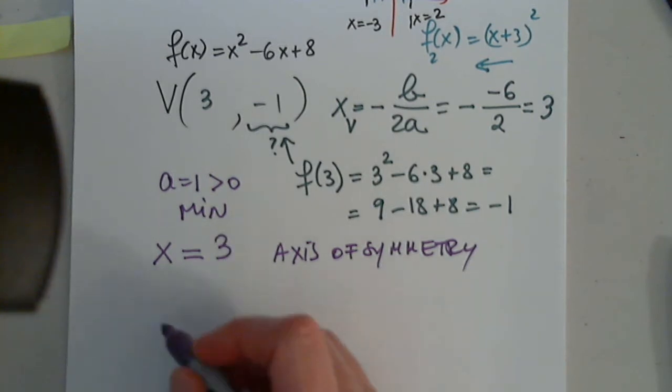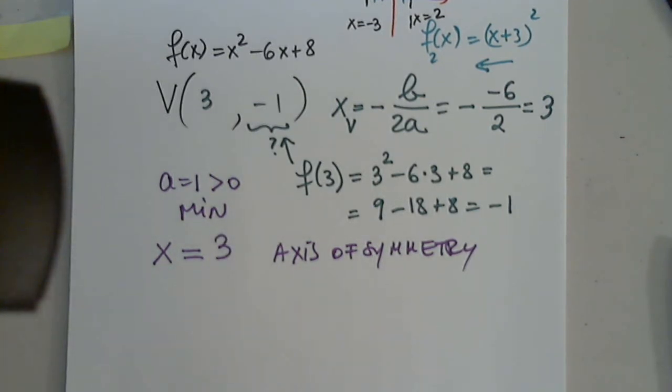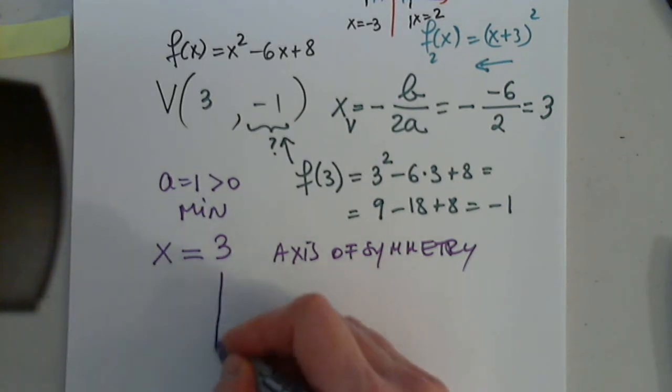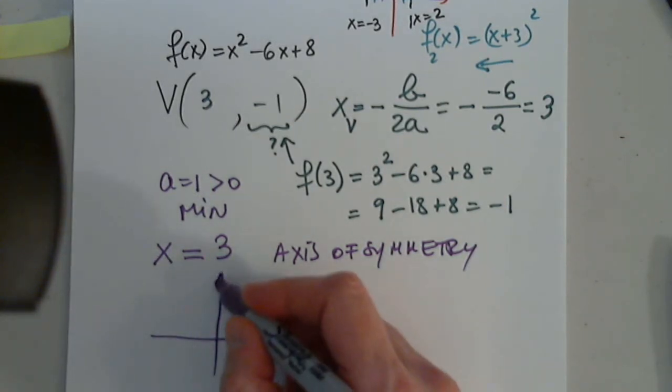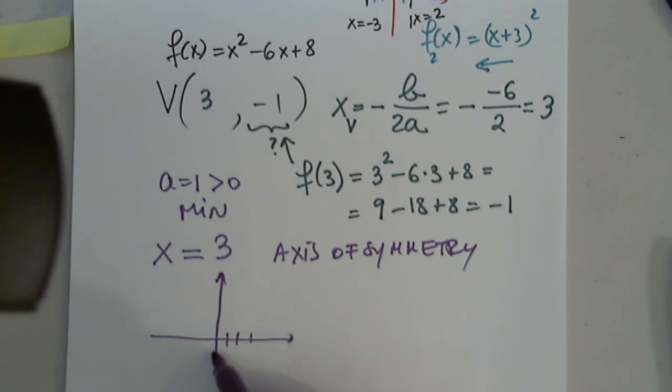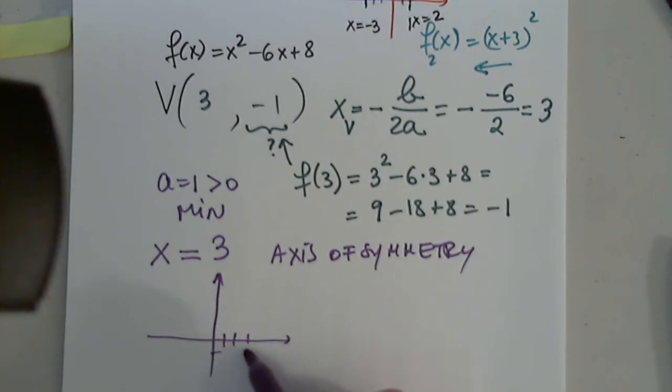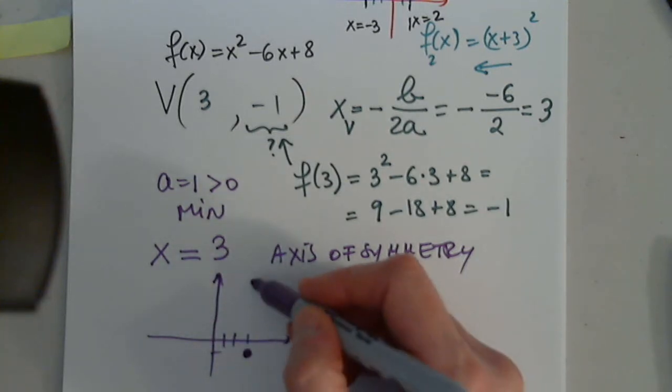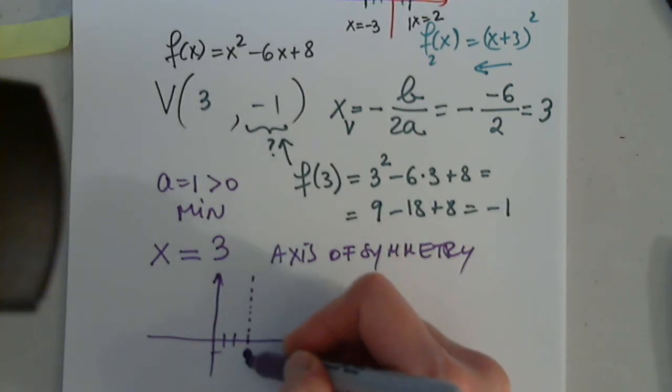Does this function cross the x-axis or not? Yes. How do I know? Because the minimum is -1. Very good. The minimum is here. It opens upward, so it has to cross the x-axis. So here is the axis of symmetry.